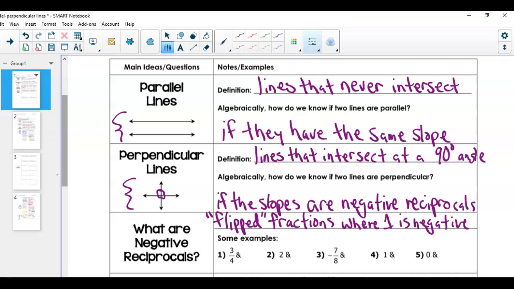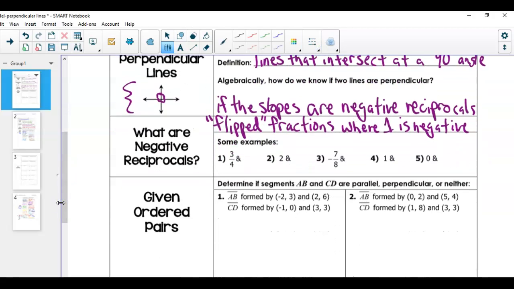Right? So just so that you see what I mean by that, if I were to go over a couple examples, if I said, what is the negative reciprocal of 3/4? I'm going to take that fraction, I'm going to flip it to 4/3, and because 3/4 was already positive, I need to make this negative. That would be its negative reciprocal. Right? Let's do a couple more. Remember that all whole numbers can be rewritten over 1. So if I were to take the negative reciprocal of 2, that would be negative 1/2.